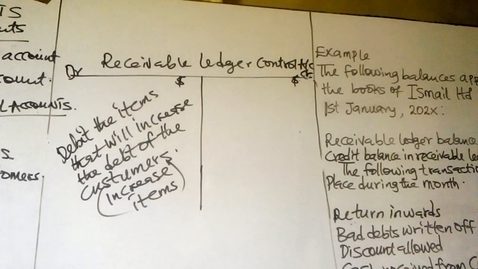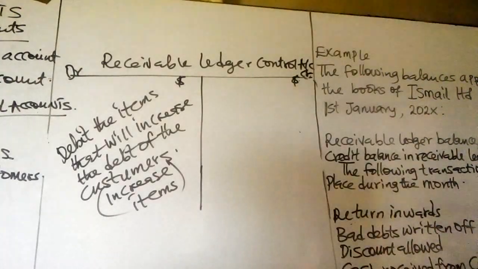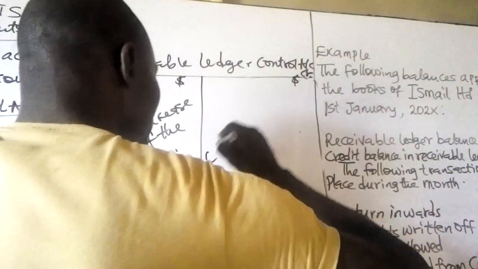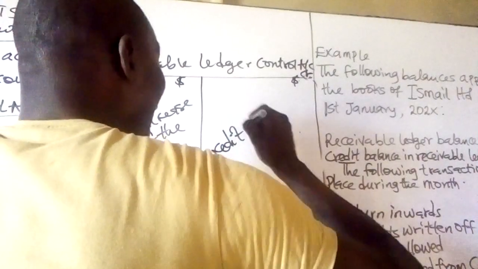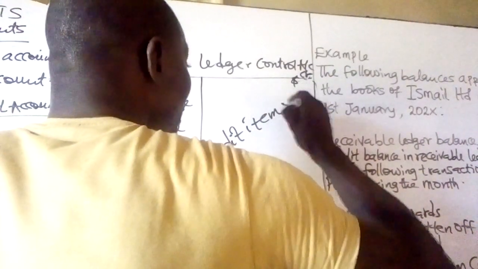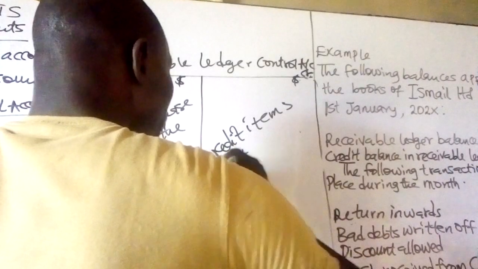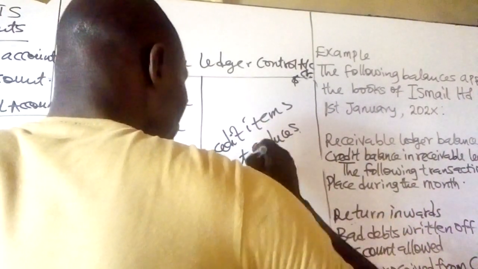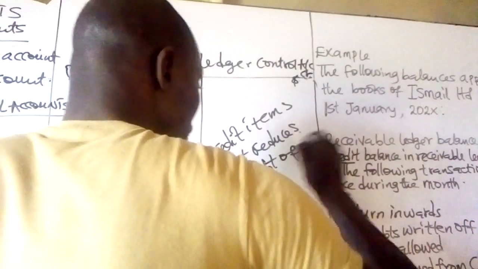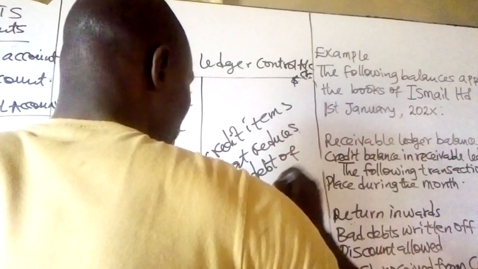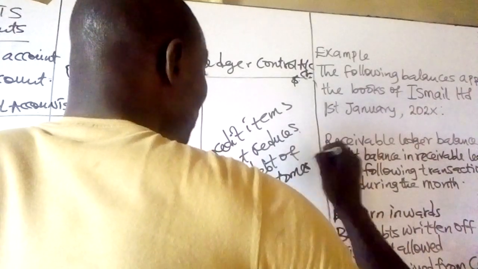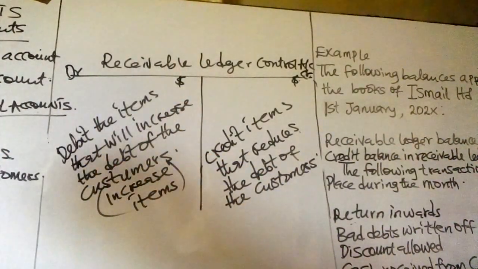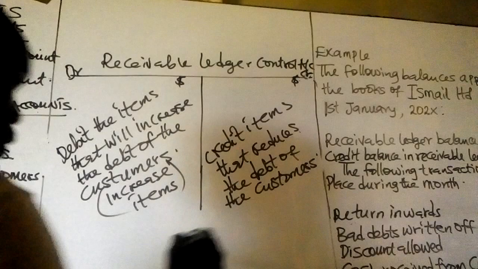Credit items that reduce the debt of the customers. Item that reduces the debt of the customers, you credit them.